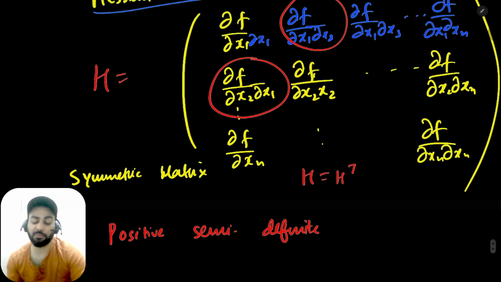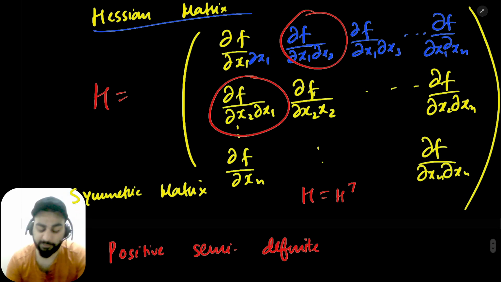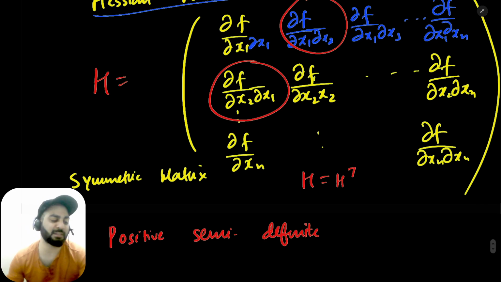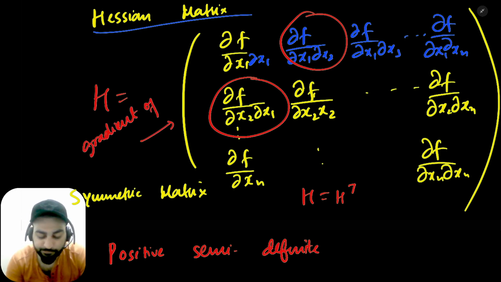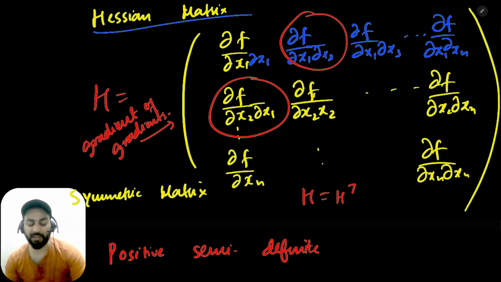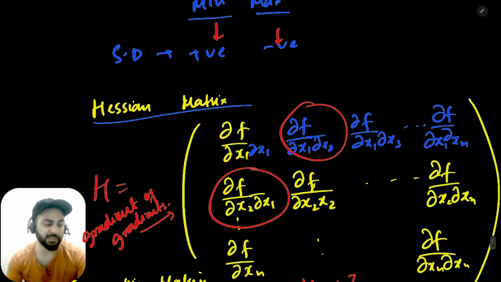I told you what is so special about symmetric matrices. What is special about positive semi-definite ones? If you don't know them, go back to the lectures where we discussed the algebra. They are special matrices. You can think of this as the gradient of gradients. Am I clear with this Hessian matrix?